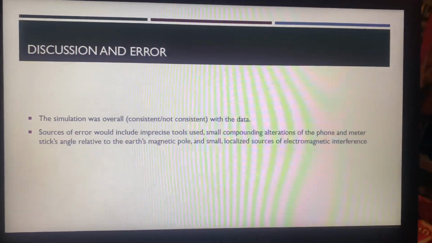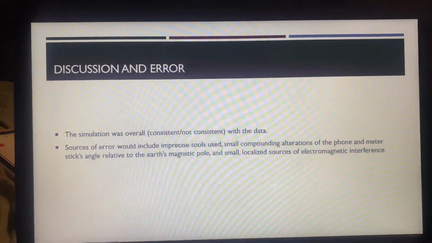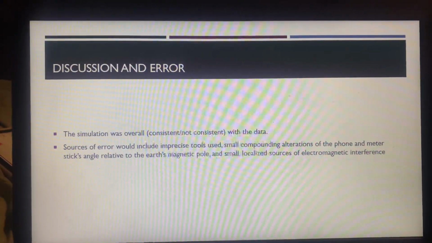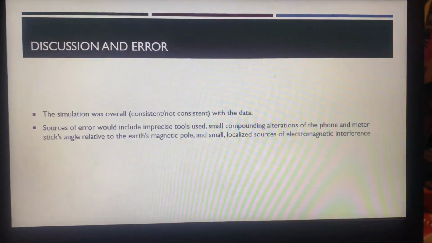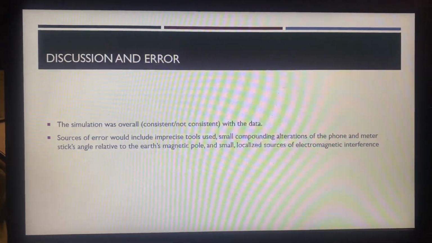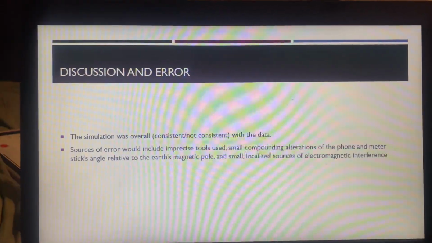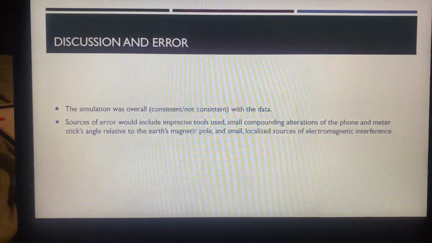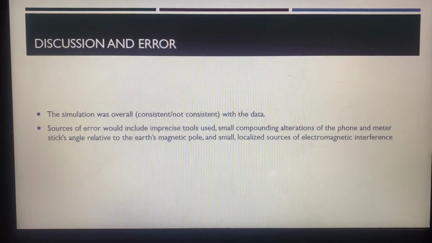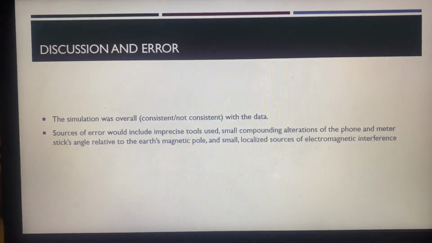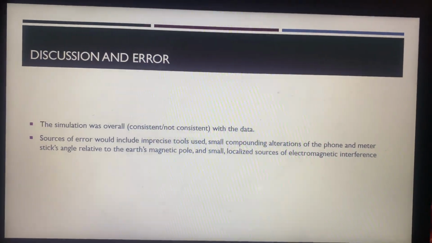It looks consistent. But the sources of error would include imprecise tools. I mean, it really was just like a cell phone app. I don't expect it to be like a rigorously tested, reliable measuring device. There was a lot of small but compounding changes in the measuring setup, bumping the phone, bumping the meter stick. Also, there was just a lot of electromagnetic interference in that room because there were a lot of computers. It's a giant building full of computers. You can't expect it to be perfectly accurate everywhere on Earth.